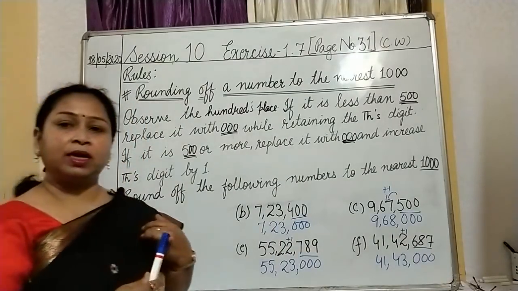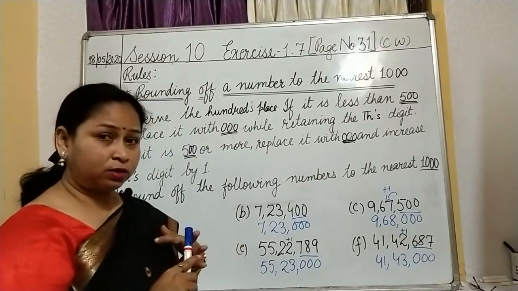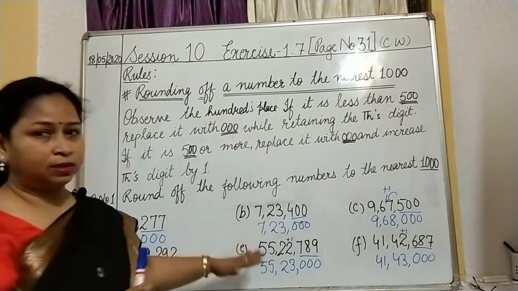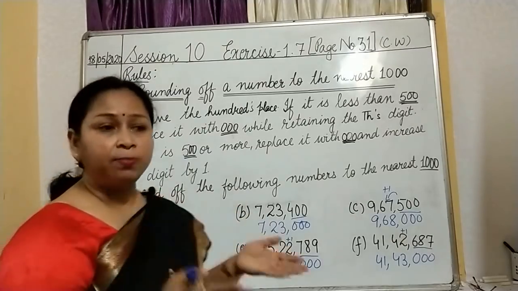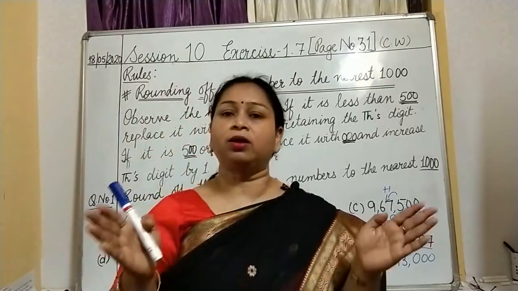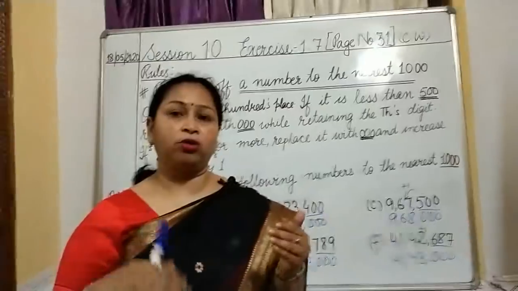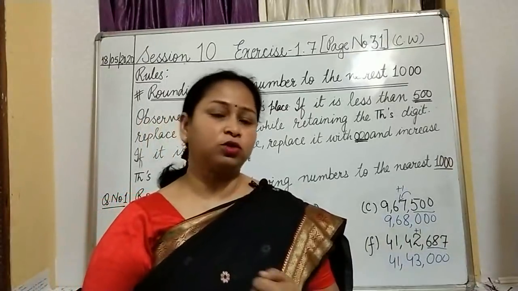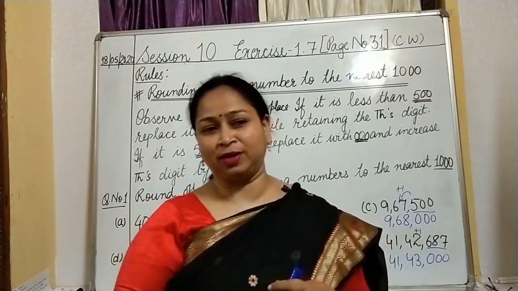Rounding off to nearest 10, rounding off to nearest 100, rounding off to nearest 1000. All these numbers we have done together, but there are some numbers which we cannot change to or round off. What are those? That is date and time. Let me give an example.